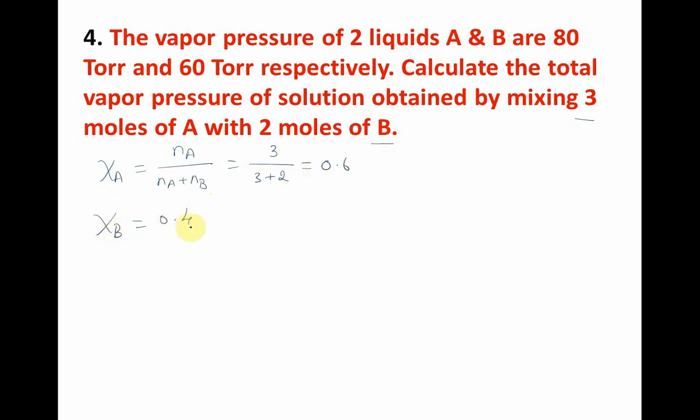Then I need to find out P total. P total is equal to mole fraction of A into P naught A plus mole fraction of B into P naught B, that is equal to 0.6 into 80 plus 0.4 into 60. Then what is the total pressure? Total pressure is equal to 72 torr.